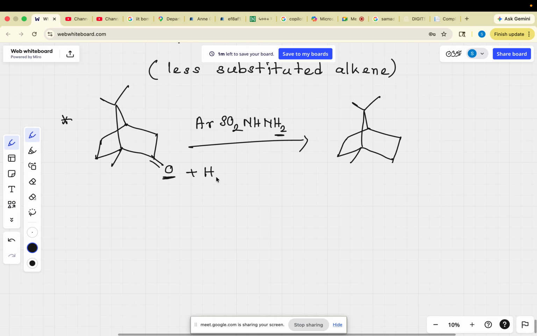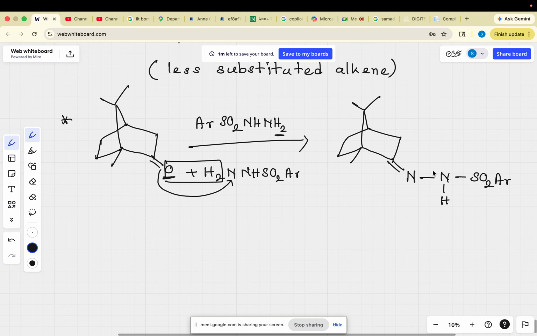Or you can write it another way like this: NH SO2 here. So what is releasing? This part, water is releasing. So when water is releasing, now attach this part with your nitrogen. That's it. Now attach it, double bond in. Then what do you have? NH SO2 Ar.